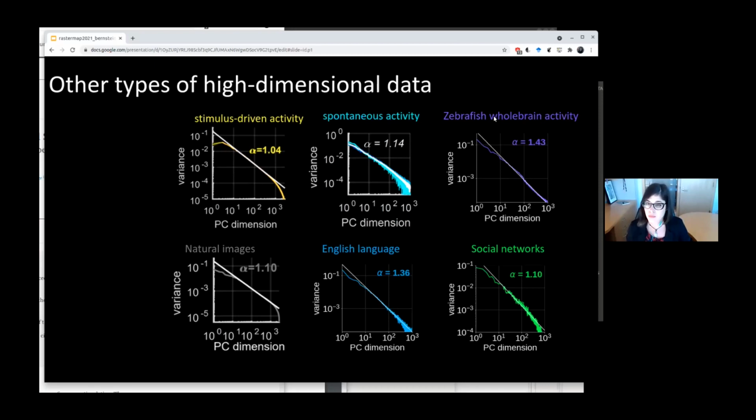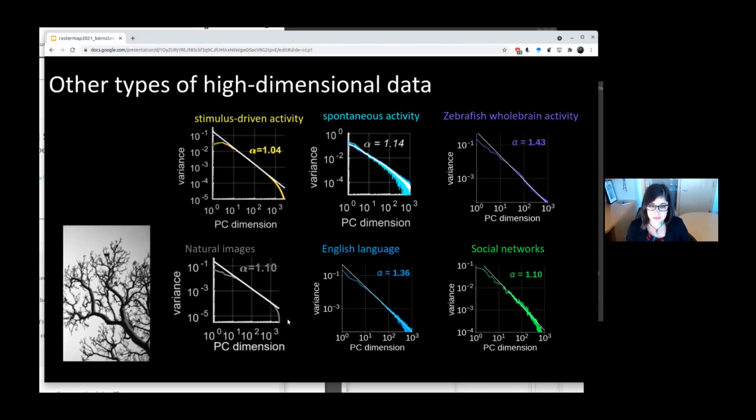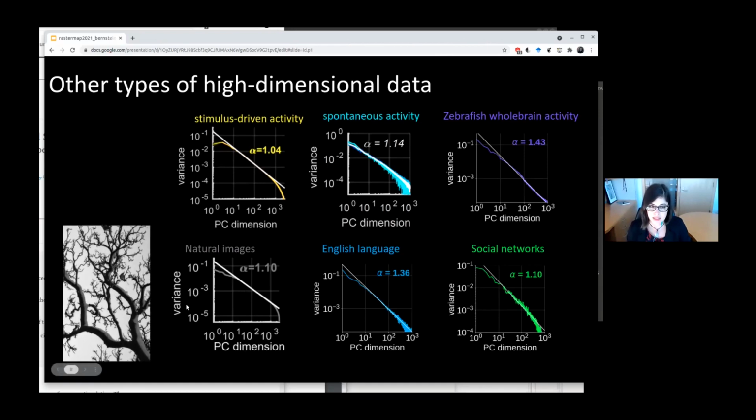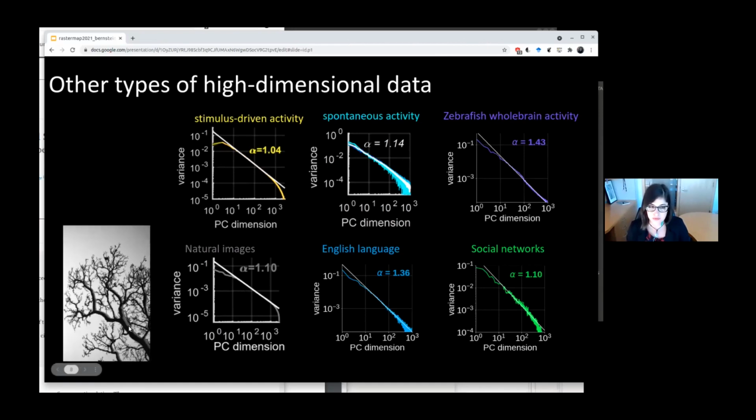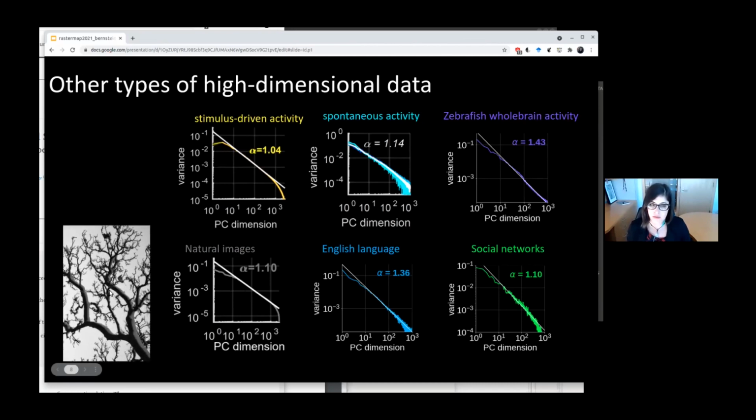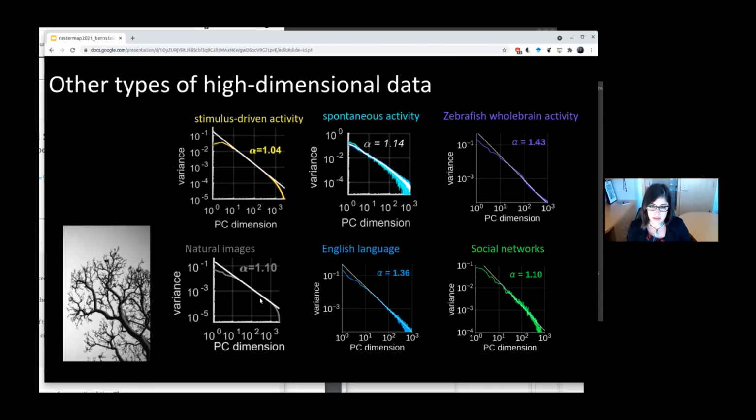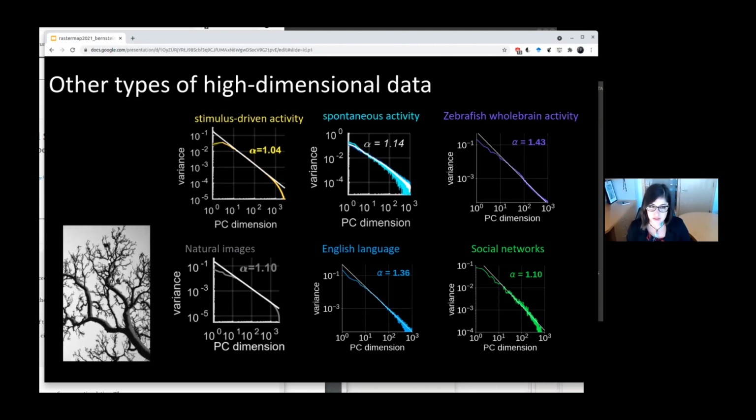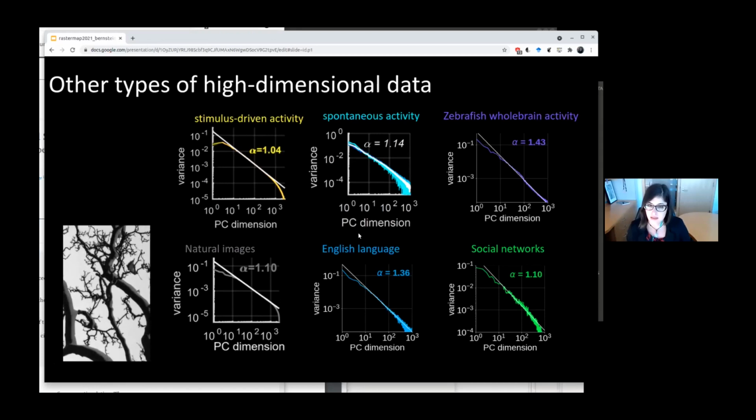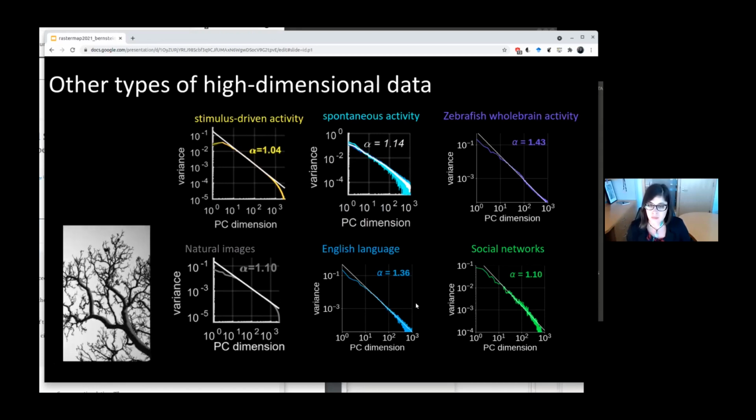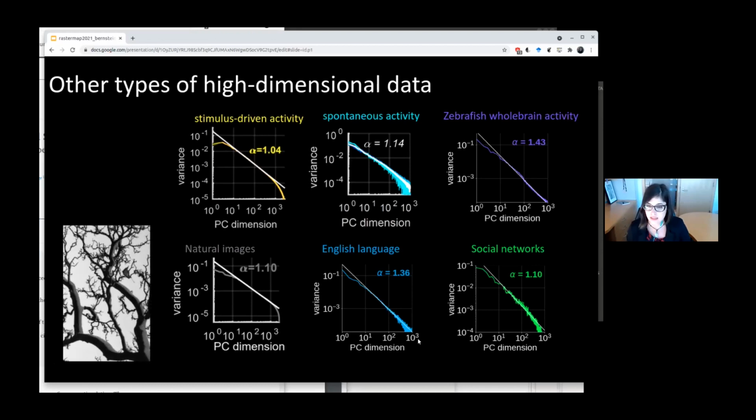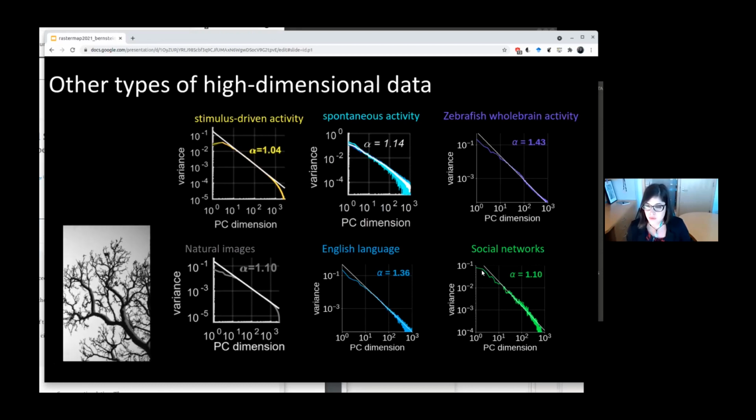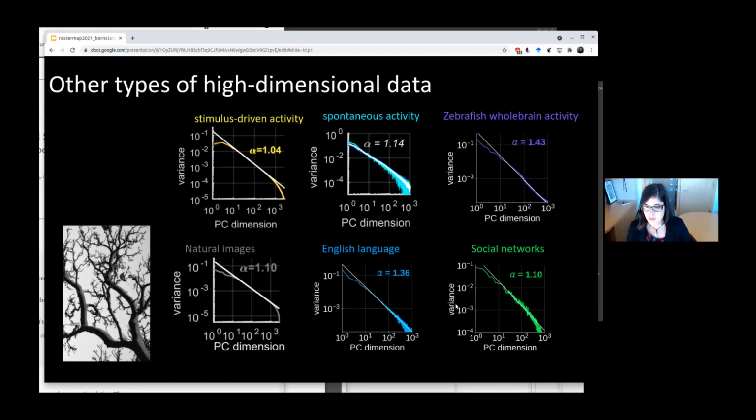And then zebrafish whole brain activity, we also looked at the eigenspectrum and found a power law. If you look at natural images, they also have this power law decay. And you can see this nice representation of these principles, of these branches, which are bigger, that are representing these lower powers. And then at the higher powers, you have actually similar representations, but at smaller scales. And then for the English language, we took the correlation matrix across words, and we got a power law decay as well. And then for social networks, we also got a power law decay for one of those Facebook data sets.